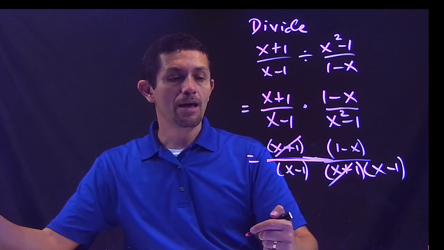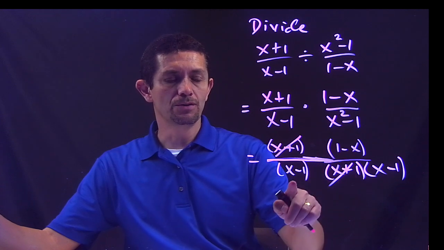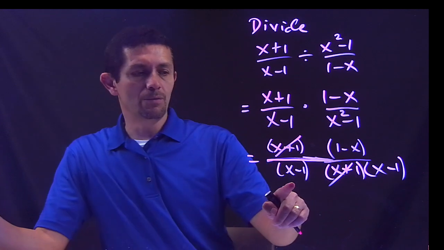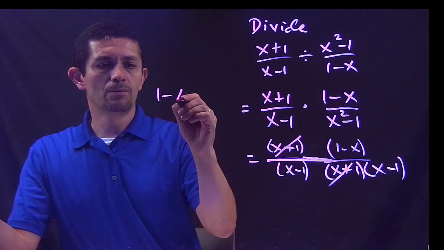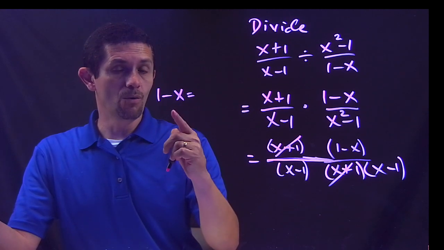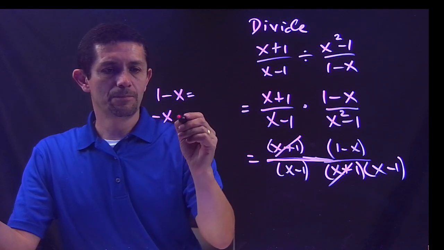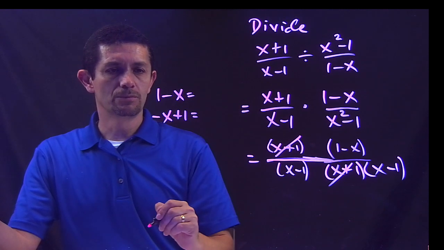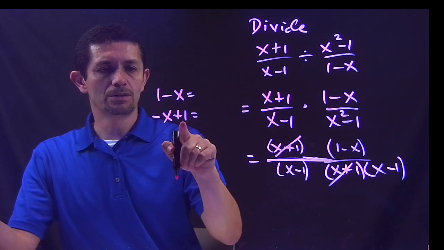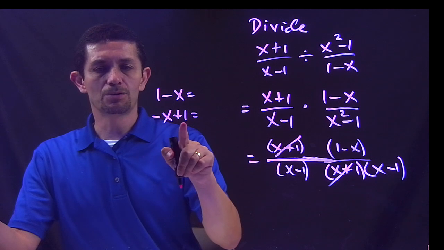I want to try to get x minus 1. To get from here to here, let me write it over here, I'm going to have 1 minus x. What I want to do here is flip that order. Basically, I can rewrite this as negative x plus 1, right? The x is negative, the 1 is positive. But look, I want x minus 1. I don't want negative x plus 1.